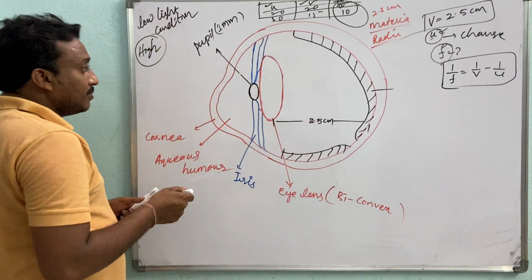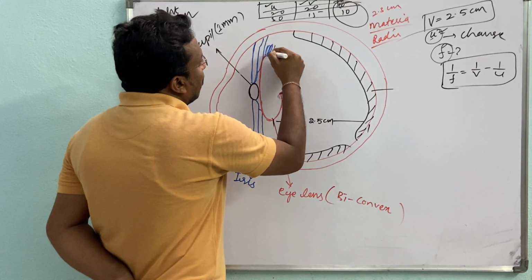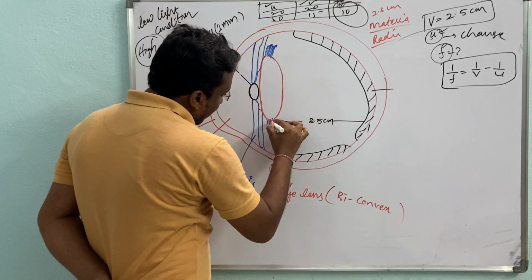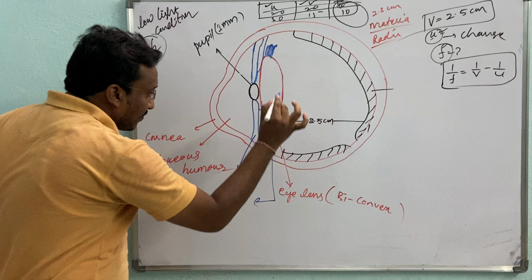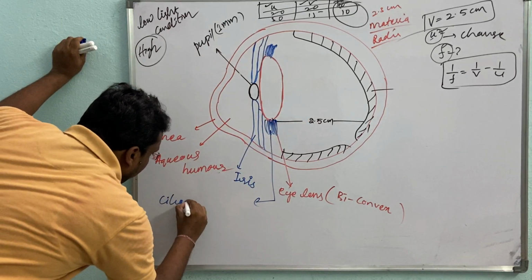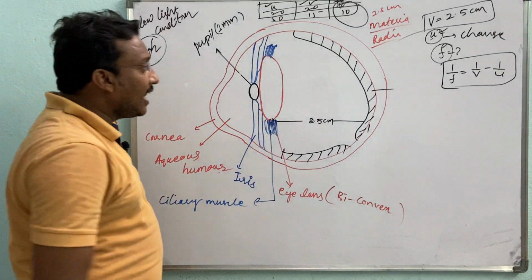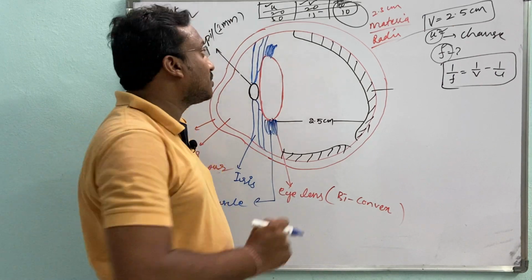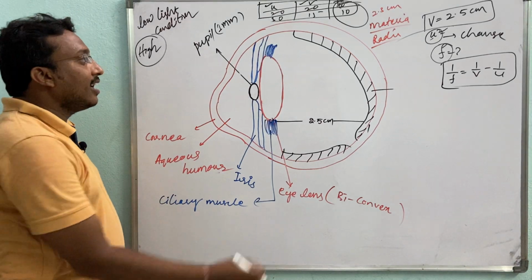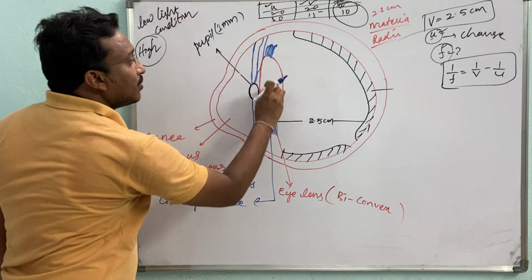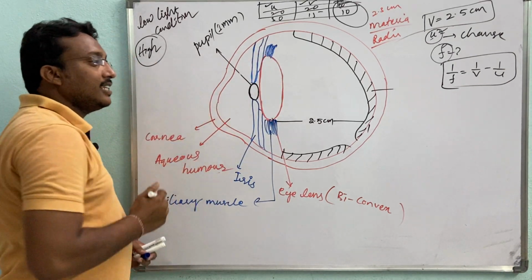The lens is held by muscles called the ciliary muscle. What muscle? The ciliary muscle. So the ciliary muscle is responsible for changing the focal length of the lens. The ciliary muscle takes the responsibility to change the focal length of a lens. How does it change, sir?